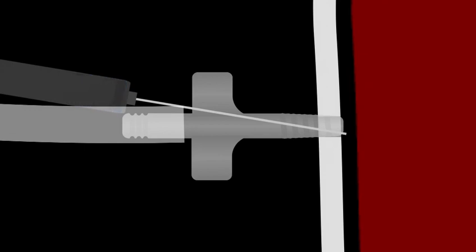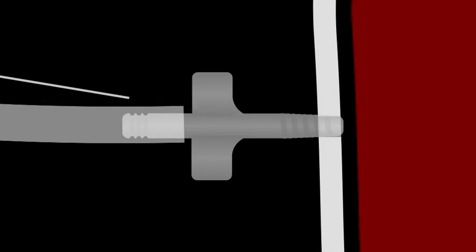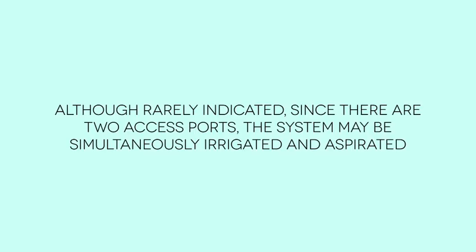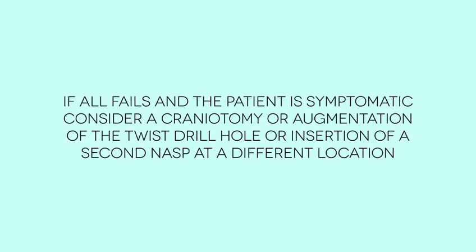A 4 centimeter long needle, 20 or 22 gauge, will just protrude beyond the proximal tip of the NASP and is safe to use. Since the NASP is transparent, one can follow the tip of the needle by direct vision and also locate the clot. Although rarely indicated, since there are 2 access ports, the system may be simultaneously irrigated and aspirated. If all fails and the patient is symptomatic, consider a craniotomy or augmentation of the twist drill hole or insertion of a second NASP at a different location.